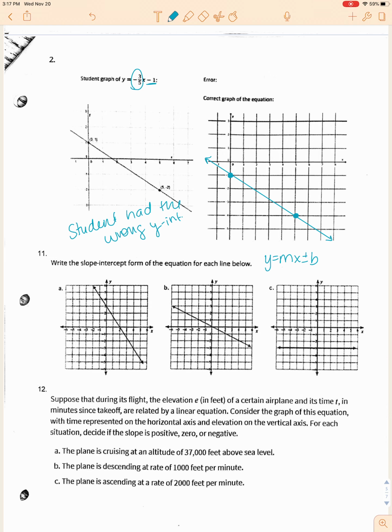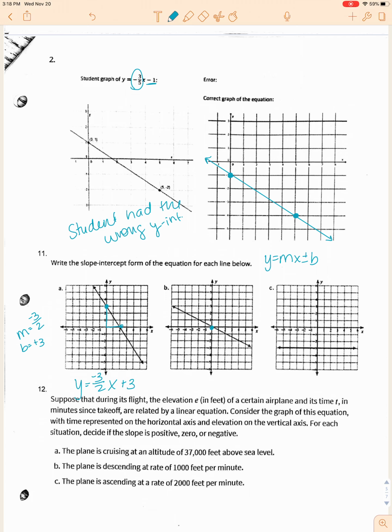All right, I'm looking at A, so I'm looking for the y-intercept first. Should be a positive 3 is my y-intercept. And then I'm going to put that over here, positive 3. And then I'm looking for my slope. Here's my other point. Down 3 over 2. Notice I made that a negative 3 because I was going down 3. So I get y equals negative 3/2 x plus 3.